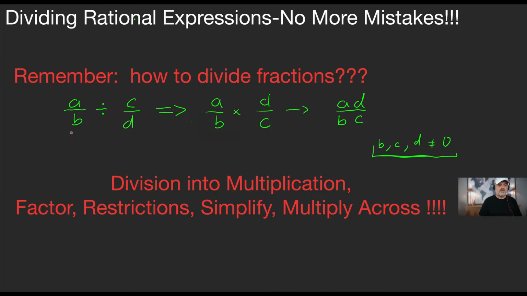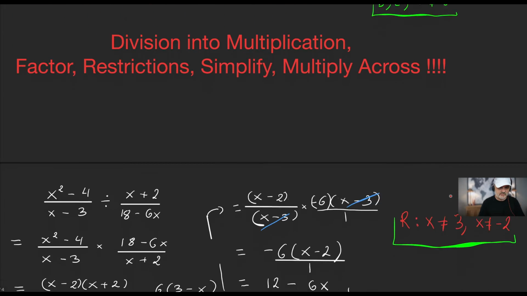To divide means to multiply. So converting division into multiplication is the first step. Then you factor if possible, and you think about the restrictions at the same time, which is very, very important. Simplify whenever applicable; if you cannot simplify, obviously you would not. Then you multiply across, and ta-da! This is your strategy. When you follow those steps, you will never make a mistake. So let's dive into the beautiful example.